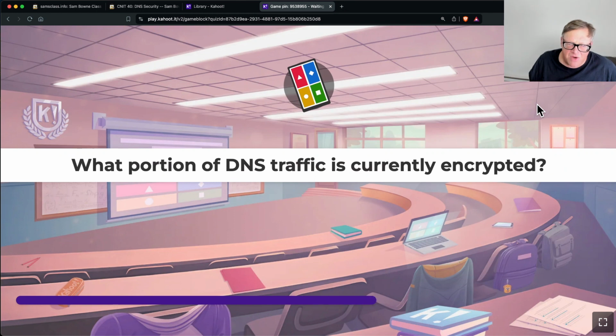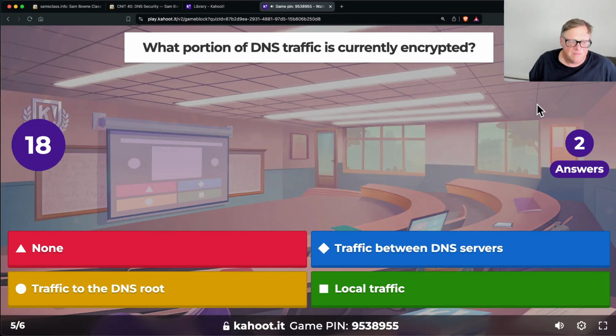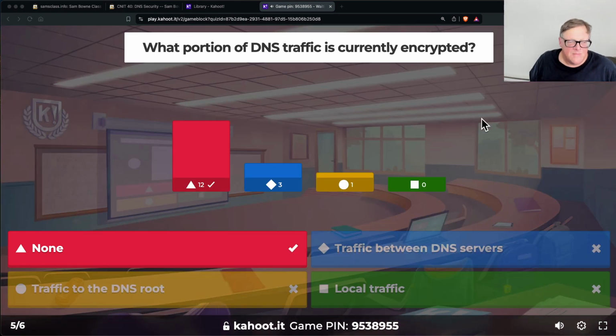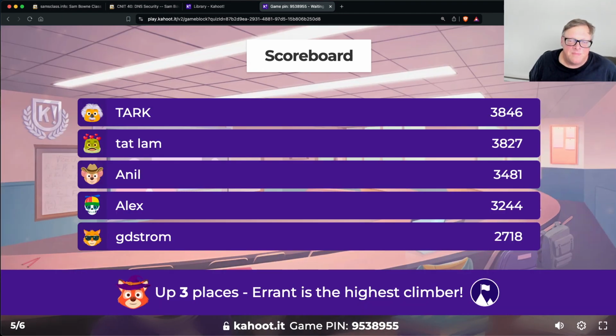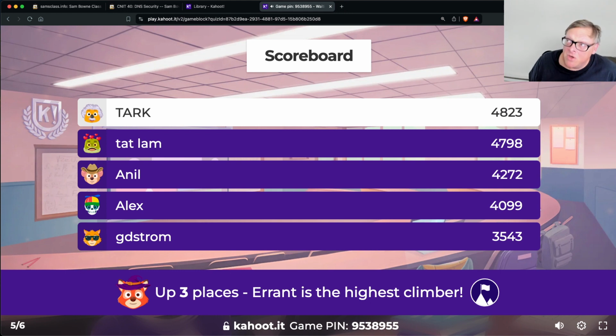All right. What portion of DNS traffic is encrypted? None of it. None of the traffic anywhere is encrypted. Right now, there is a protocol called DNS over HTTPS that some browsers use under some conditions, but it's very rare. Right now, almost all DNS traffic is unencrypted all the way up the chain. It is, however, signed with those resource record signatures in most cases now.